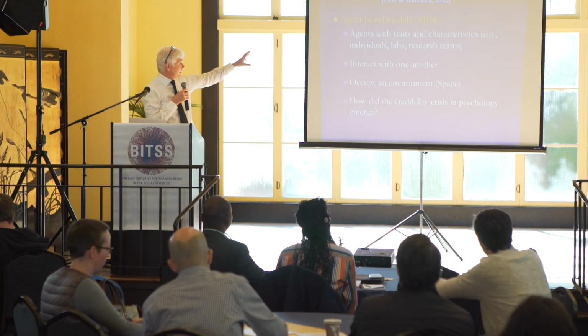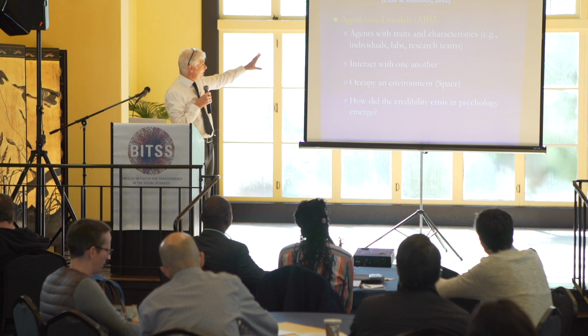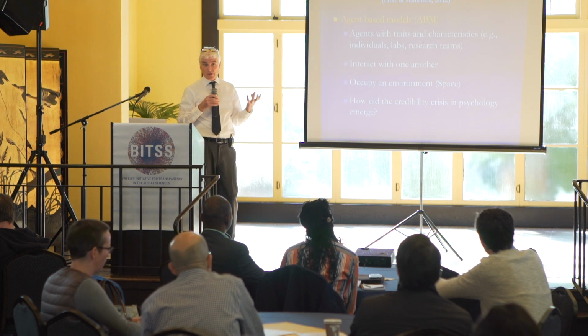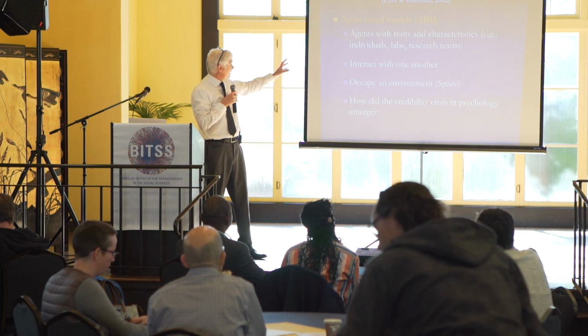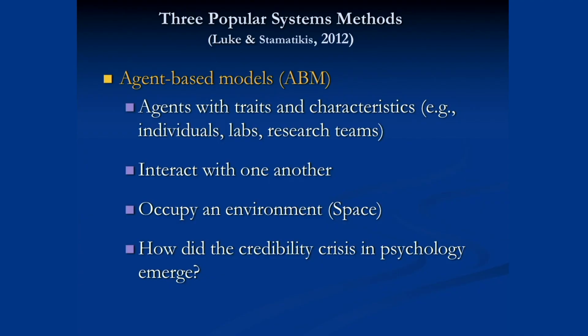Why do they produce so many publications that have false positive results in them? Another type of model is an agent-based model. And here you have, instead of pools or stocks of people, individual agents. And they have traits and characteristics. They can be individuals, they can be labs, they can be research teams. They interact with one another, and they occupy an environment or a space. And here, the reason you would have individual agents and not stocks is you assume that heterogeneity is important. So you don't treat everybody as equally susceptible, for example.